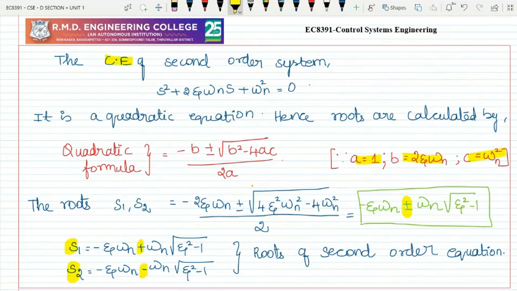Now we are going to substitute the four different values of epsilon: epsilon equal to 0, greater than 1, between 0 and 1, and equal to 1. Based on these four different values, we are going to substitute them into the roots.